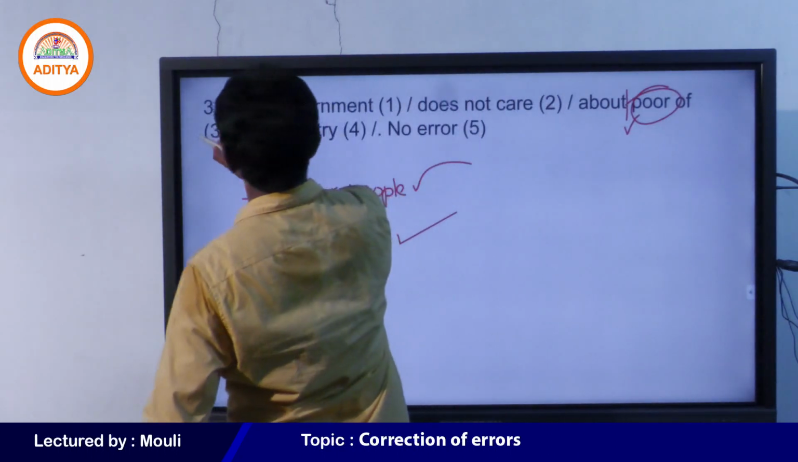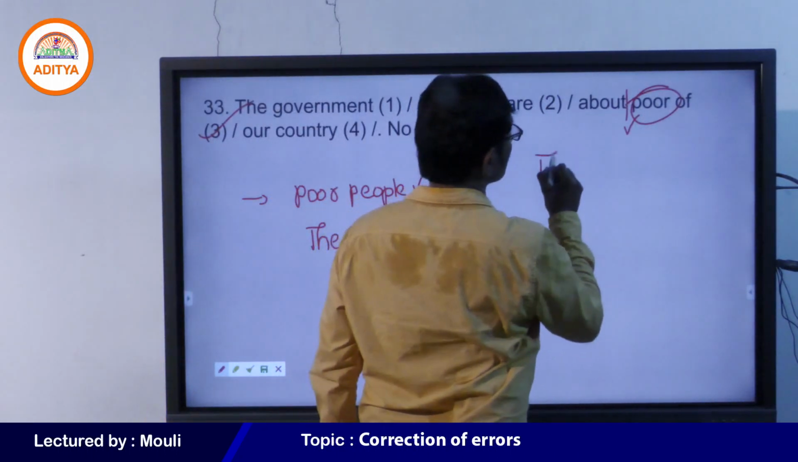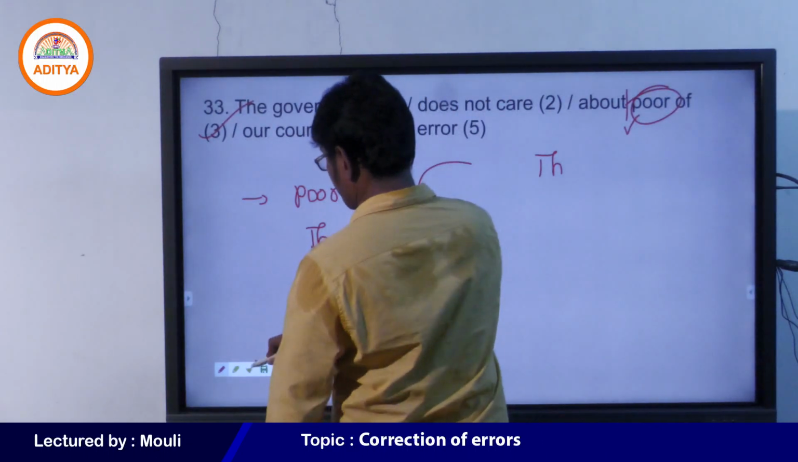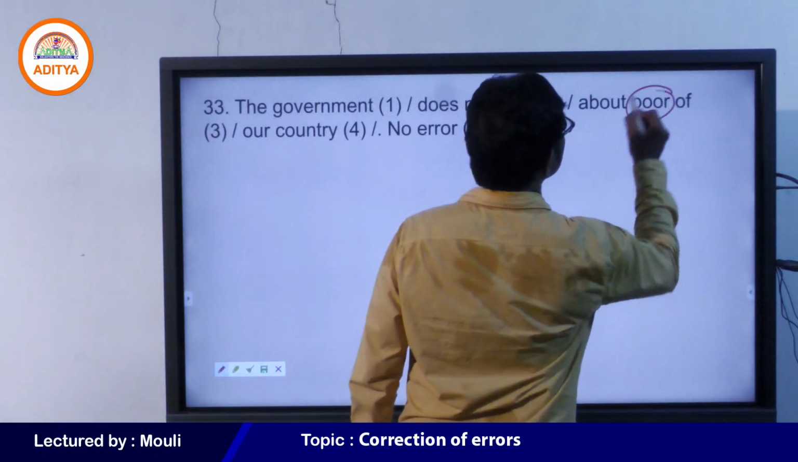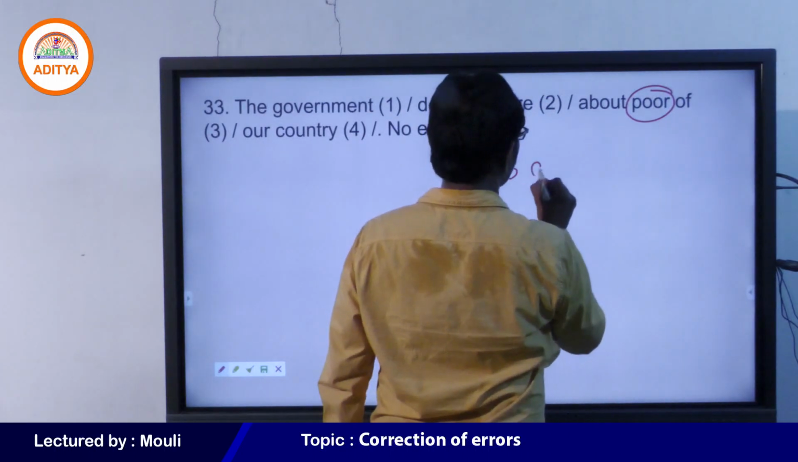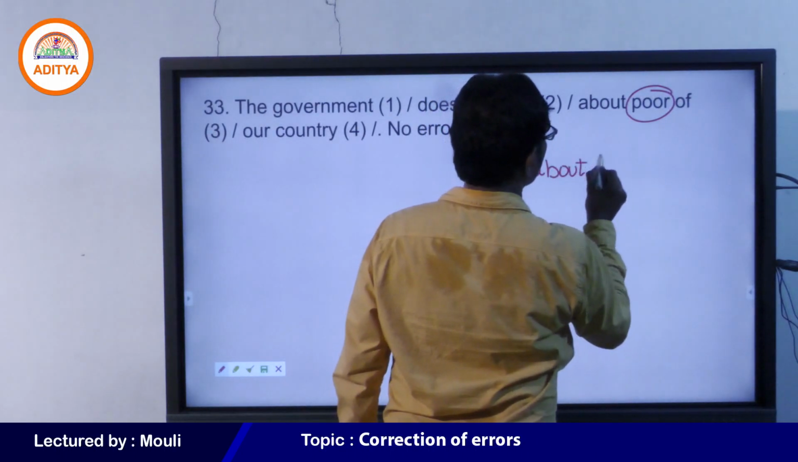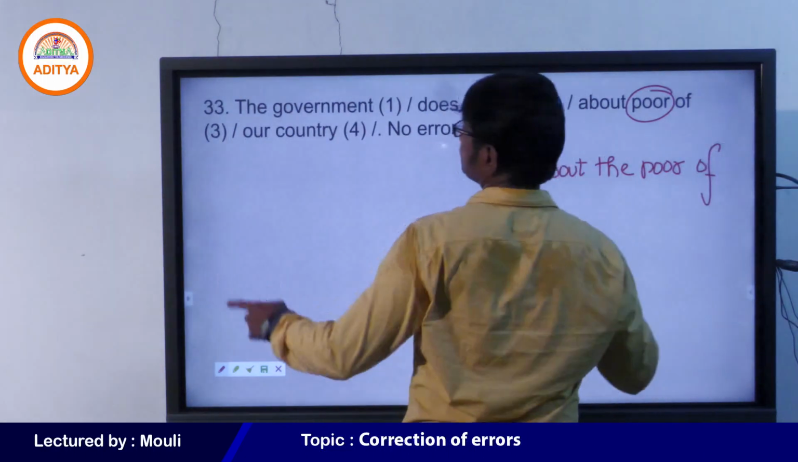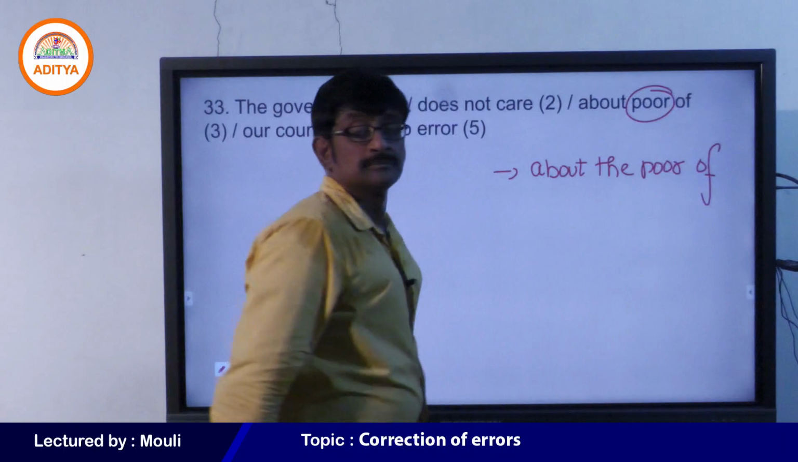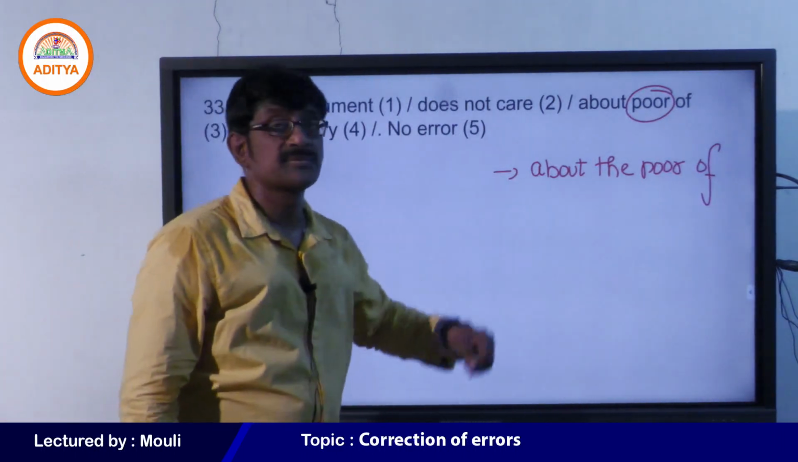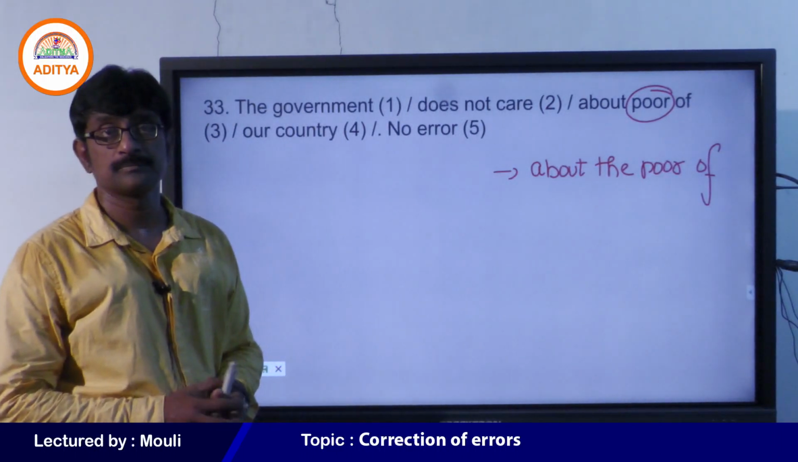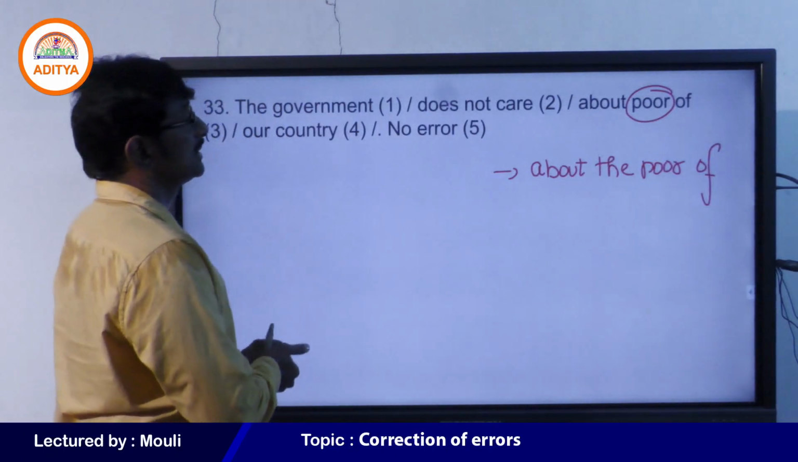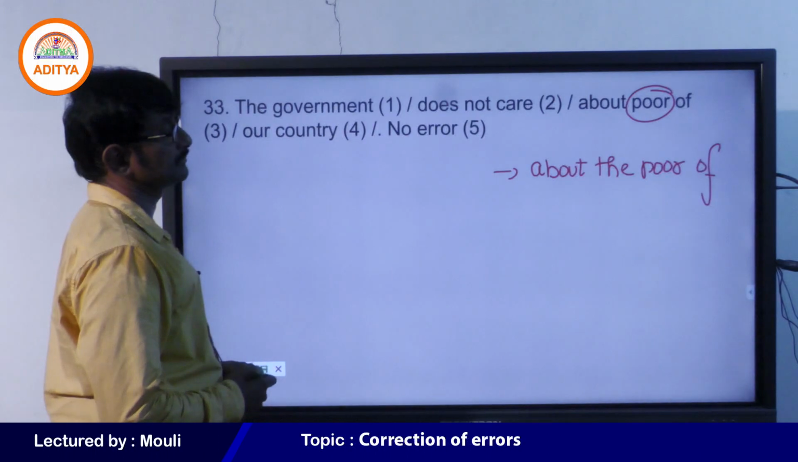So 3 is the mistake. About the poor we must write. About the poor of our country.